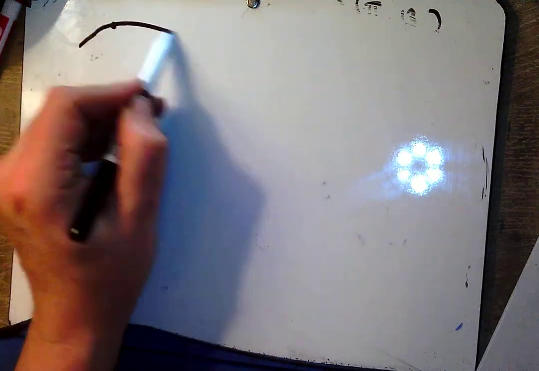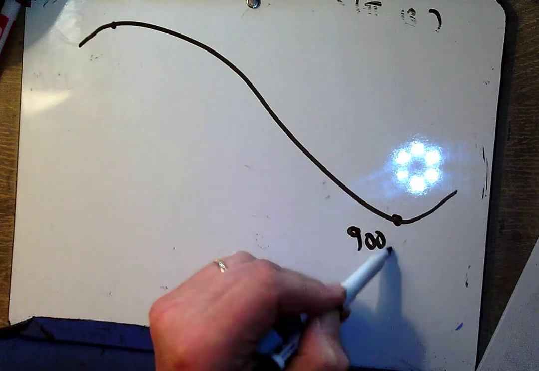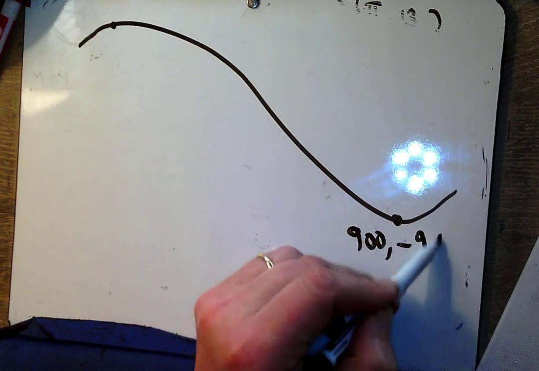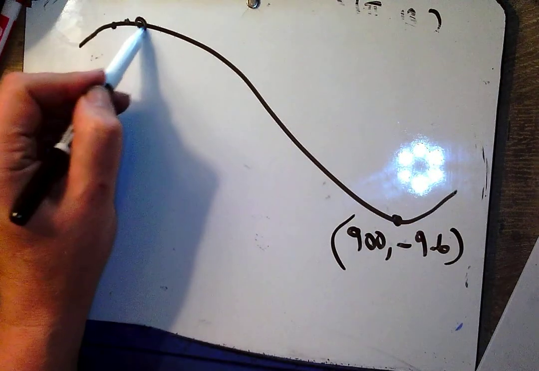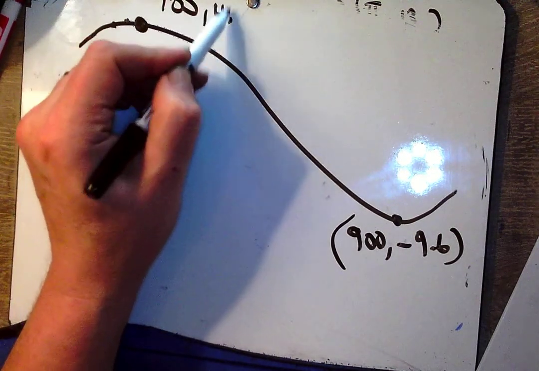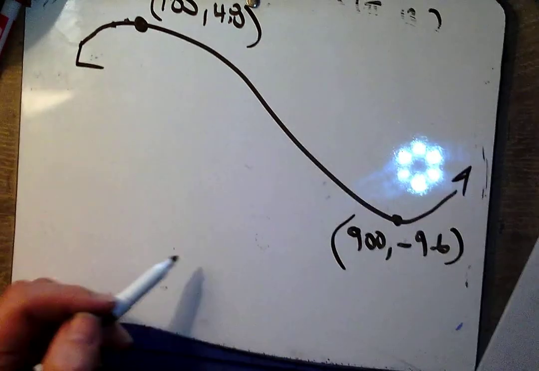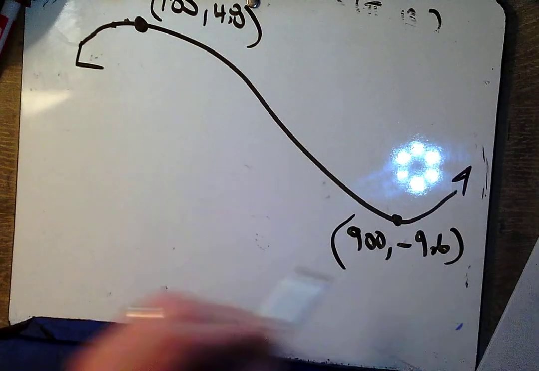Okay. And the last one of these I'd like to look at is this. This one is number 7 on that worksheet. We're given this information. This is 900 comma negative 9.6. And over here at the high point, we have 100 comma 4.8. And that's what we're given. So let's find the stuff we need to find.